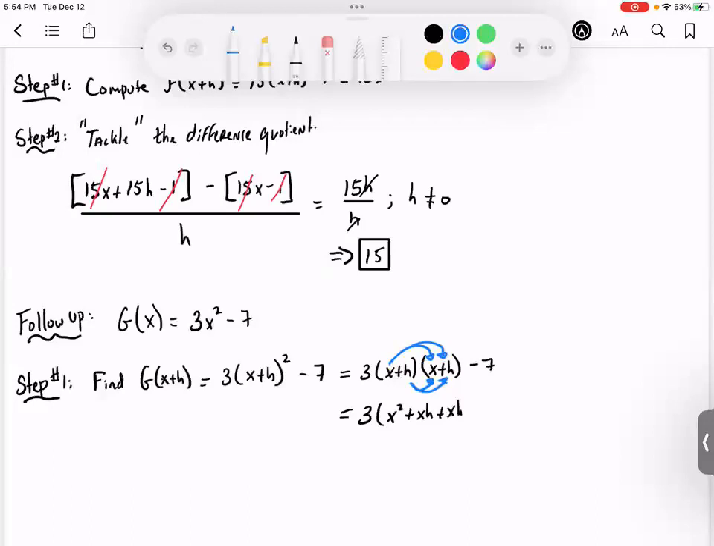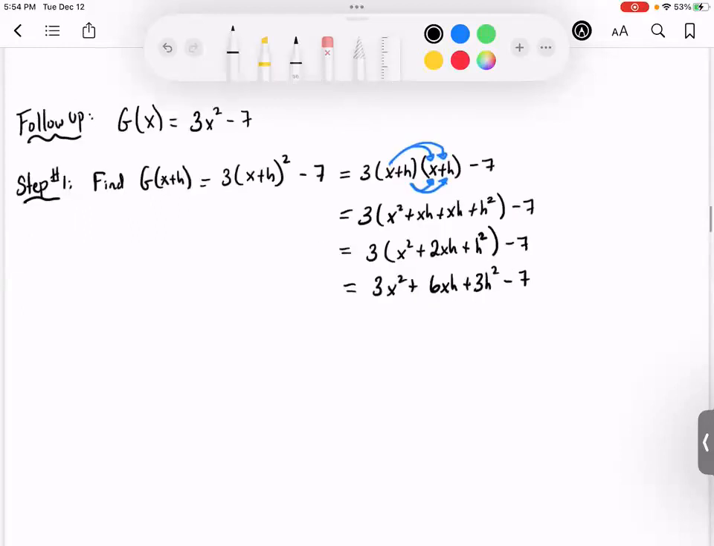Minus 7. You could combine like terms inside that parentheses. You get x squared plus 2xh plus h squared minus 7. And then you distribute the 3 inside the parentheses. So this gives you 3x squared plus 6xh plus 3h squared minus 7. So that's exactly g of x plus h.